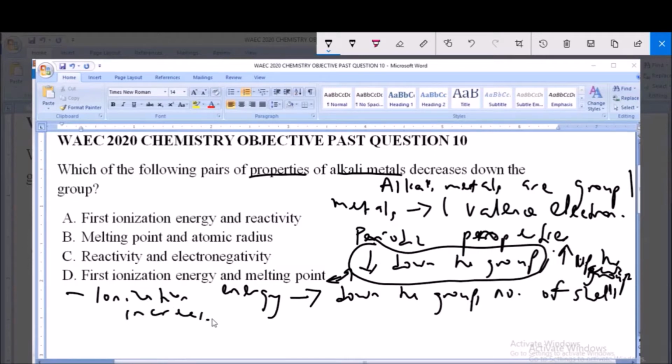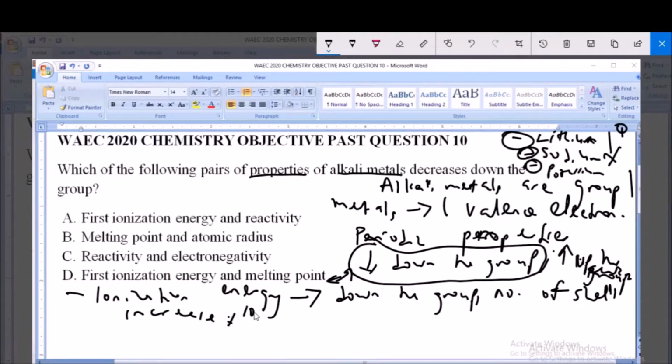So take for example, you have lithium as the first group 1 metal, the next you have sodium, next you have potassium. So the number of shells of lithium is less than the number of shells of sodium. The number of shells of sodium is less than the number of shells of potassium. So as you go down group 1, the number of shells increase.